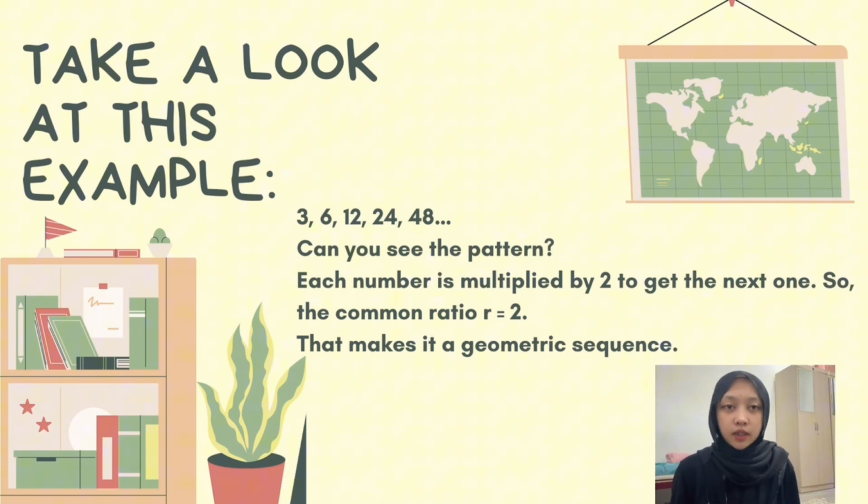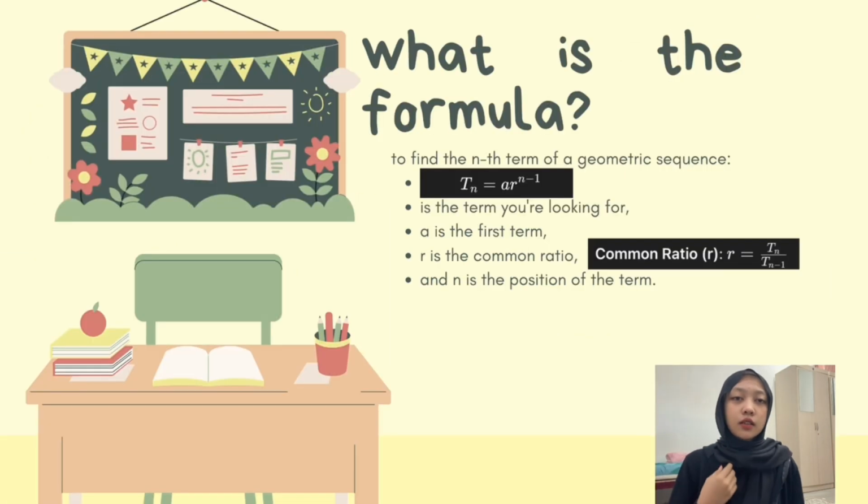And can you see the pattern? Each number is multiplied by 2 to get the next one, so the common ratio R is 2, and that makes it a geometric sequence. In geometric sequences, there are two important formulas you need to know, and the first one is to find the nth term of a geometric sequence.